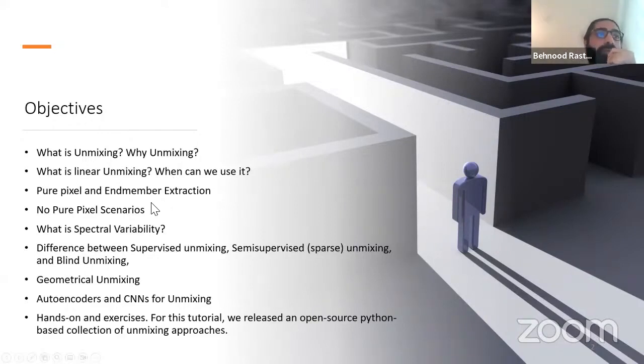Then I talk about geometrical unmixing, and also how to use autoencoders and CNNs for linear unmixing. Finally, we're going to have, hopefully, around a two-hour session for hands-on exercises, where we release the Python-based collection of unmixing approaches on my GitHub page. We'll discuss and learn how to use these techniques for different datasets and fine-tune the models, and hopefully you get a foundation to develop your own unmixing methodology and technique later on.